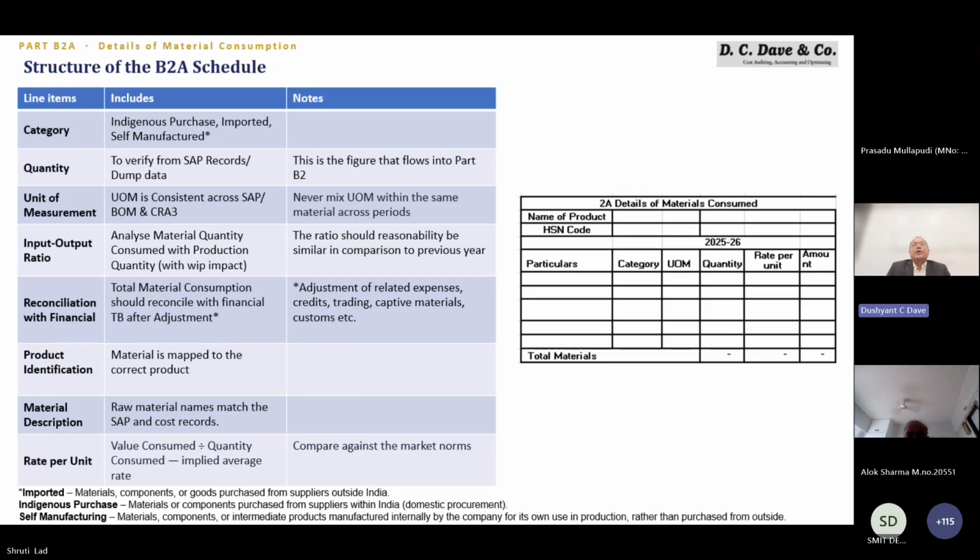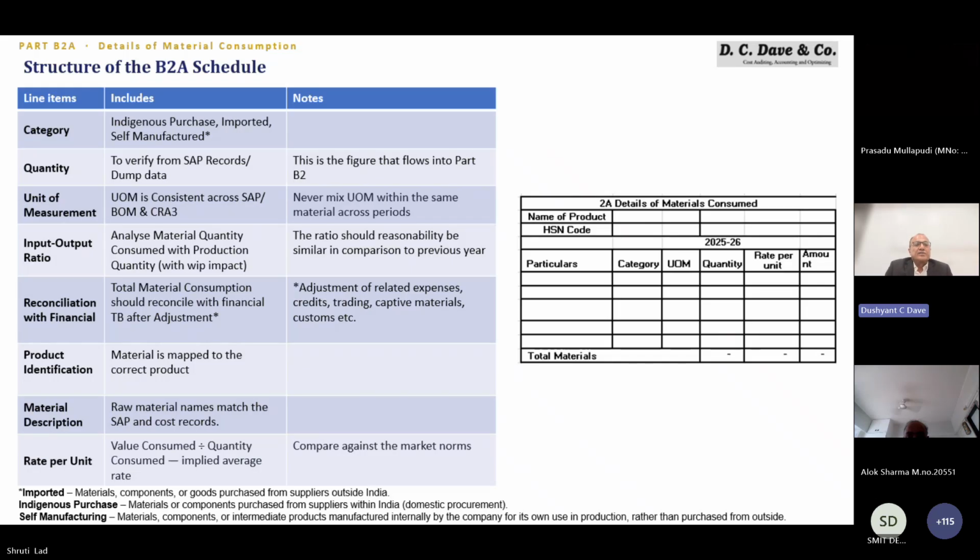Remember, I am on B2A, not on B2. B2 we are going to come to a little later, and you will be wondering why I am skipping B2. I am not skipping B2. I am first getting into B2A, and then we will go to B2 again. B2A is, as I said, 75-80% of the cost of the product. And here is a table which I put on the screen. Let us discuss every field individually.